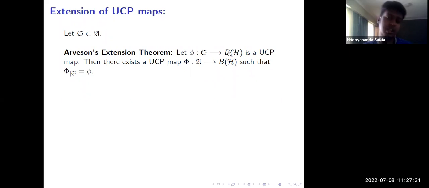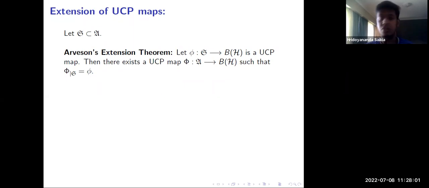Suppose I'm not imposing B of H on the codomain. I'm giving some abstract C-star algebra B on the codomain. Then we may ask the same question. Whenever we are given a UCP map P from an operator system S to a C-star algebra B, can we extend this map to a UCP map capital P from the C-star algebra A to the C-star algebra B?